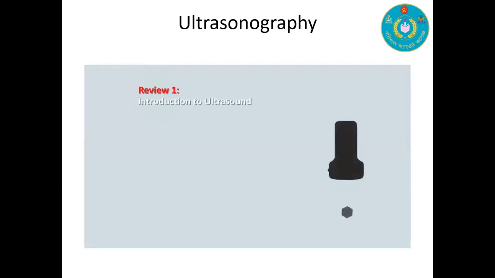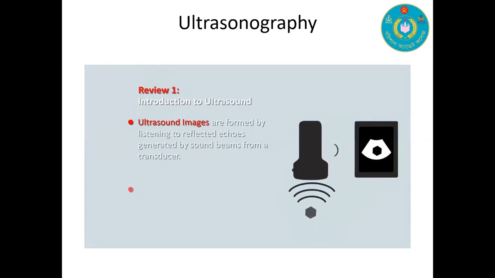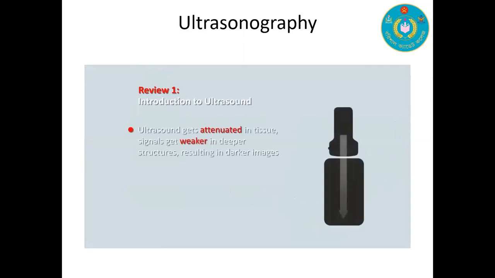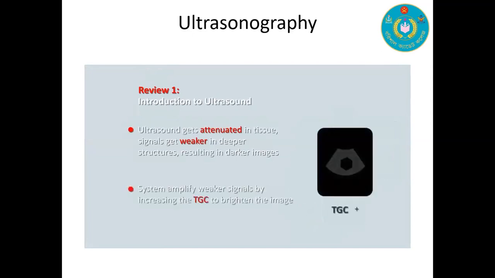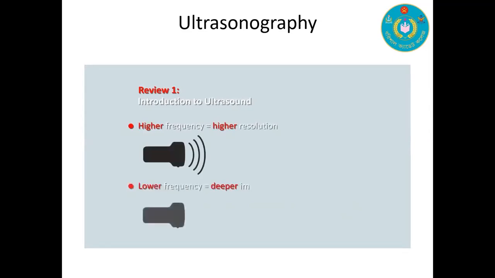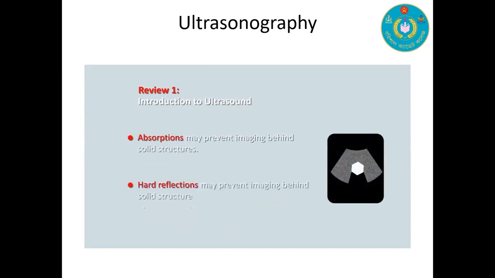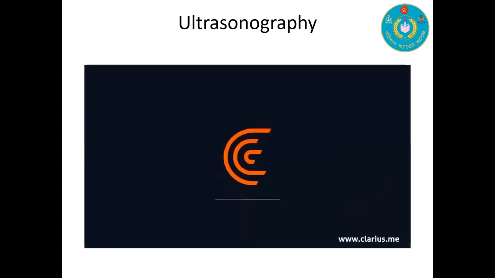Now we are going to review. Review one is introduction to ultrasound. Ultrasound images are formed by listening to reflected echoes, generally by a sound beam, and ultrasound gets attenuated in tissue. Signal gets weaker in deeper structures, resulting in a darker image. High frequency equals high resolution. Lower frequency is used for deeper imaging, and absorption may prevent imaging behind solid structure. High reflection may also prevent imaging behind solid structure.